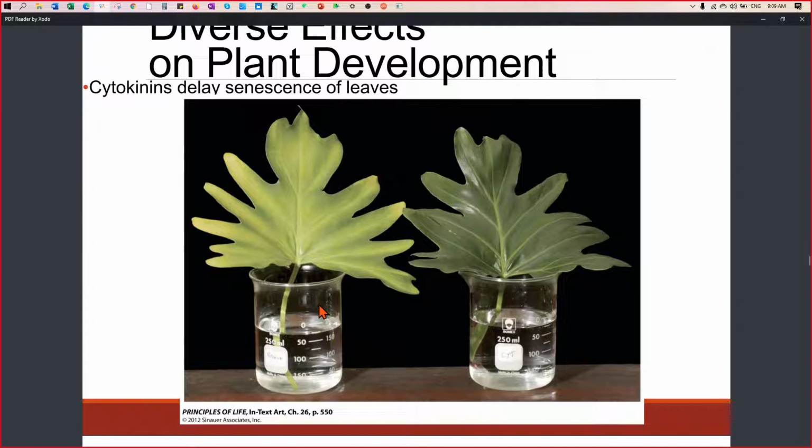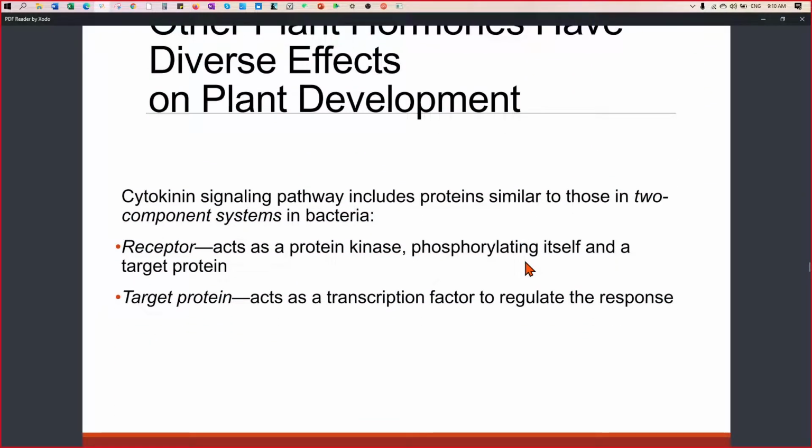So this one is with the cytokinin. This one is the control. So this one is aging, it's yellowish. This one still looks healthy and young. So you can say that cytokinins are actually an anti-aging substance for plants, right? The more the plants have, the longer it will take for the plant to senesce and undergo aging.